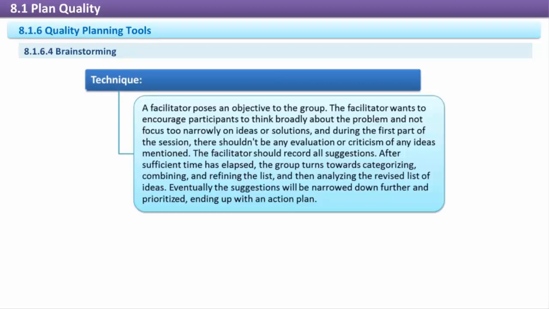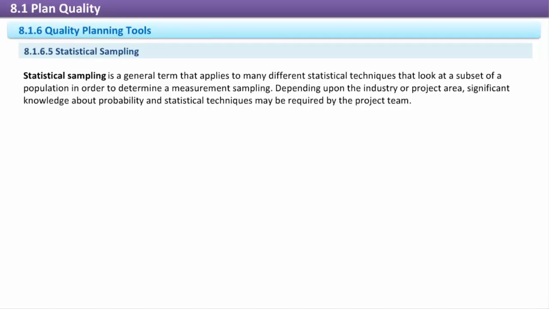After sufficient time has elapsed, the group turns towards categorizing, combining, and refining the list, and then analyzing the revised list of ideas. Eventually the suggestions will be narrowed down further and prioritized, ending up with an action plan. Statistical sampling.